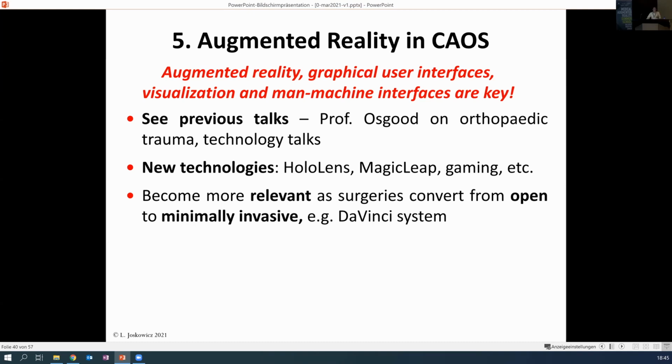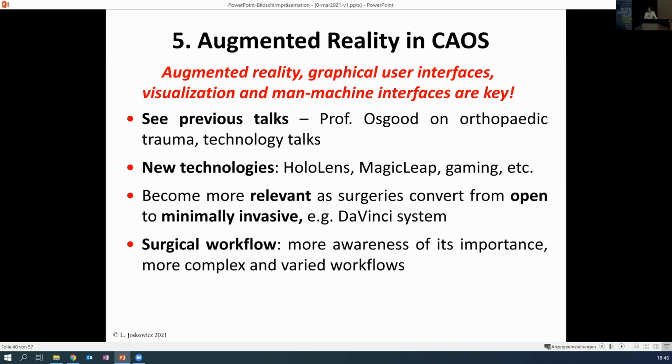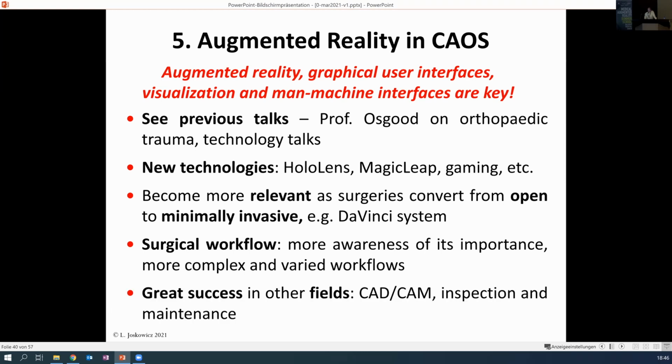Certainly augmented reality has a role in here because it's going to become more and more relevant as surgeries convert from open to minimally invasive. We saw that the Da Vinci system is a good example of this happening. So obviously AR is here to stay. There's much more awareness of the surgical workflow, and now we understand how to go into that. And also we know that augmented reality has been a great success very recently in mechanical engineering, inspection and maintenance. These are used. So I don't see any reason why this would not happen in surgery.